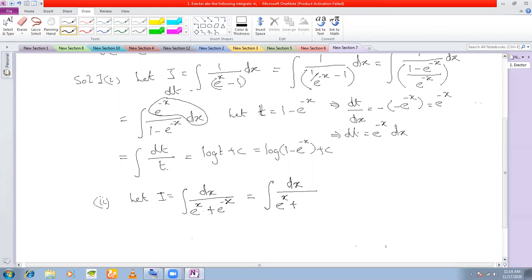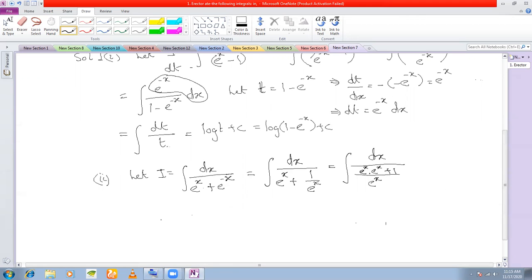You change e to the power of minus x to 1 by e to the power of x. You can also change e to the power of x to 1 by e to the power of minus x, no problem, same thing. So this becomes e to the power of x by e to the power of x into e to the power of x plus 1. Now what is e to the power of x into e to the power of x? This e to the power of x goes on top, it becomes e to the power of x, e to the power of 2x plus 1 dx. Now we have e to the power of x in the numerator as well as the denominator.